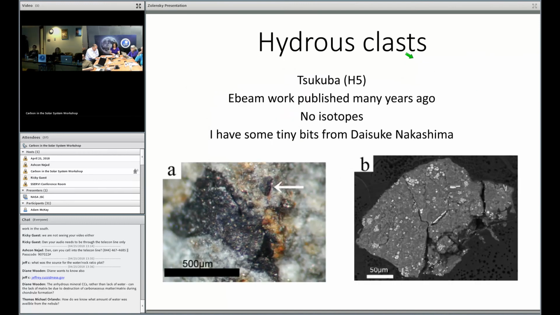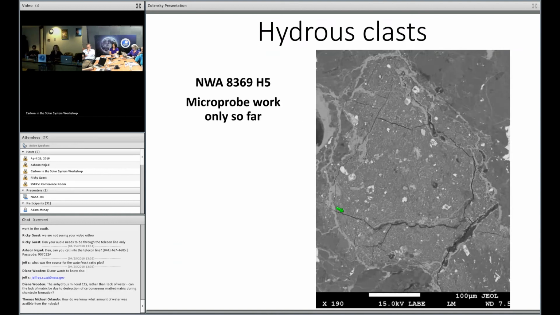So these are pretty common, actually, it turns out. Several classes have been reported in all kinds of ordinary chondrites. Here's one in the Scuba H5 chondrite reported many years ago. You should see very little work in the last 20 years. We'll be working on it this year.